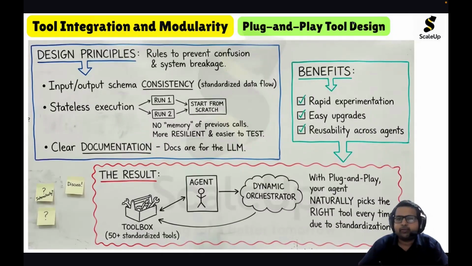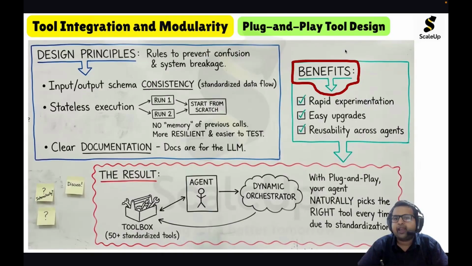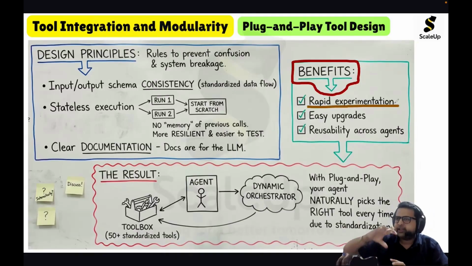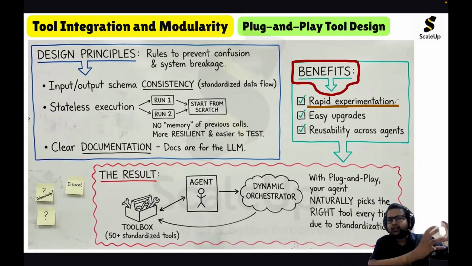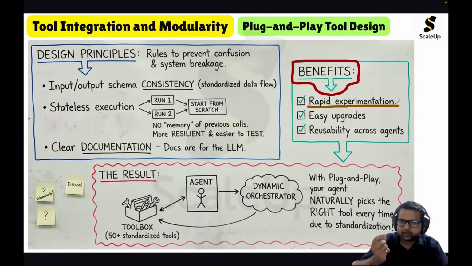Now let us look at the benefits of plug and play tools. Plug and play tools allow rapid experimentation because they are very much independent from the agent's core logic. Very easily we can plug them in, test them, and run them in isolation, and we can perform rapid experimentation to test a particular feature or a particular functionality.